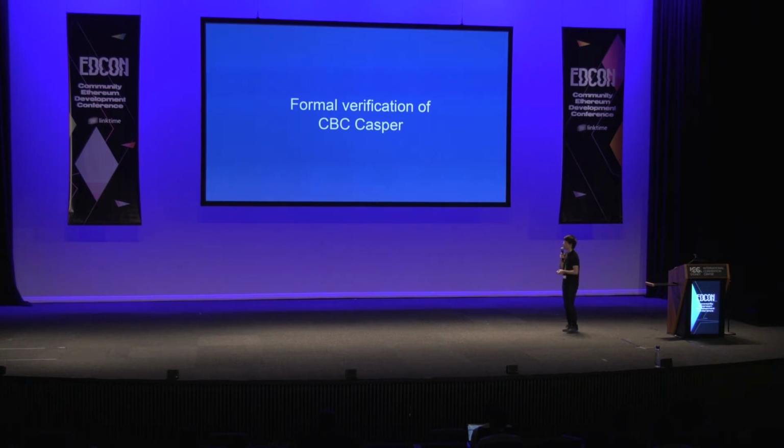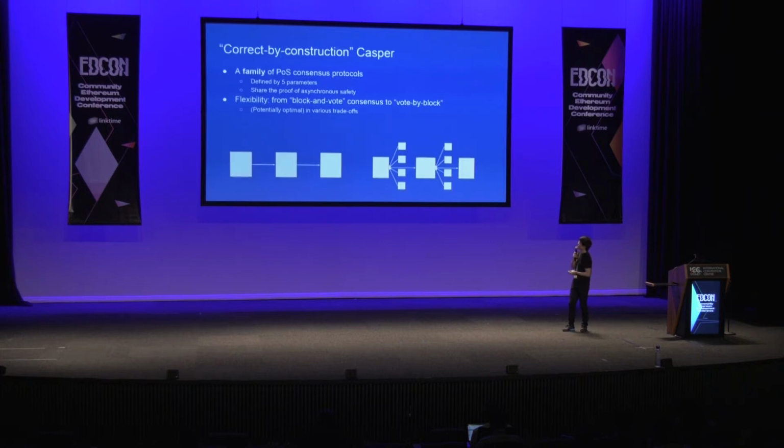So I'll talk about my project of formal verification with CBC Casper. Quick introduction to CBC Casper. CBC Casper is a family of proof-of-stake consensus protocols defined by 5 parameters. And CBC stands for correct by construction, which means that every member of CBC Casper satisfies the same proof of asynchronous safety.